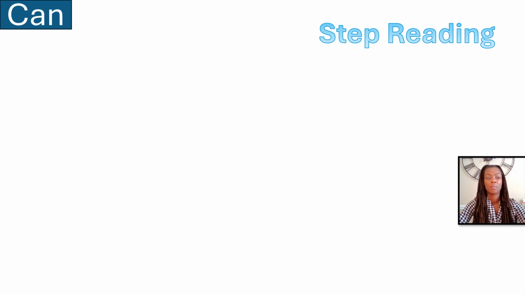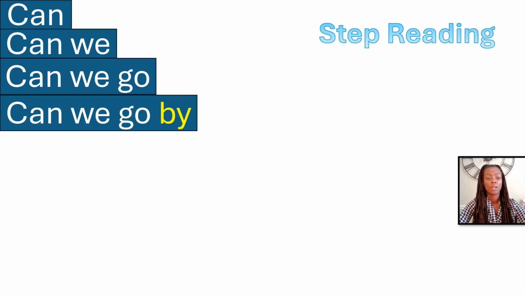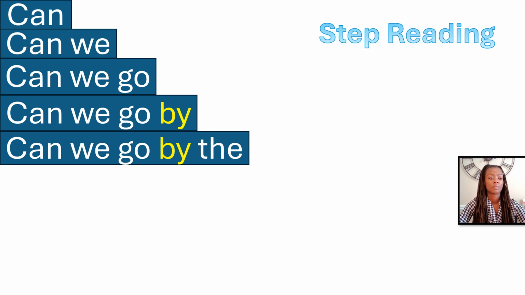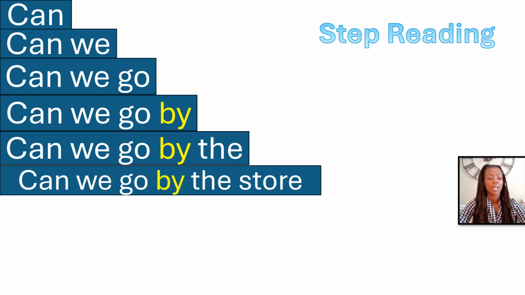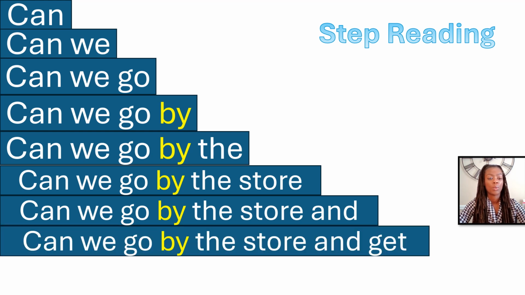So here's the first example. Can. Can we? Can we go? Can we go by? Can we go by the? Can we go by the store? Can we go by the store and get?